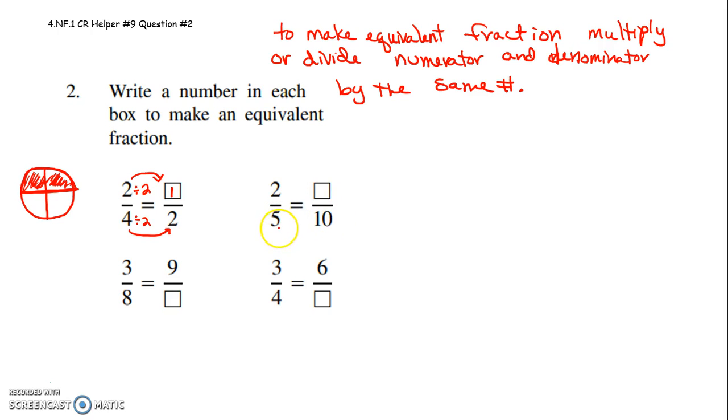2/5 is how many tenths? All right, so we focus on the part we know about. In this part, you happen to be given both denominators. How do I get from 5 to 10? Oh, 5 times 2 is 10.